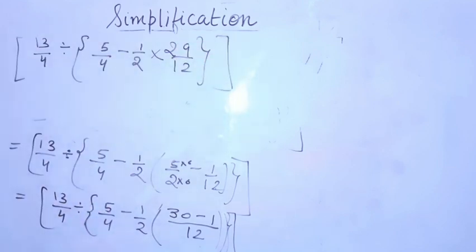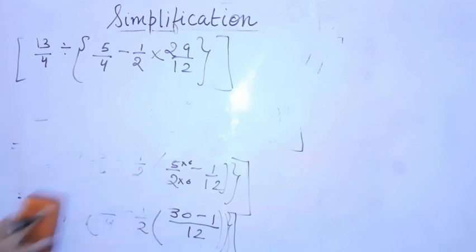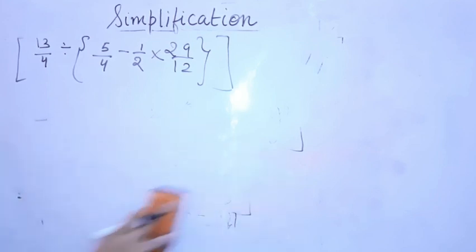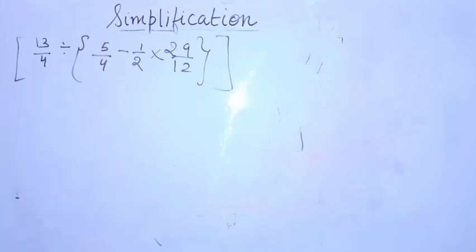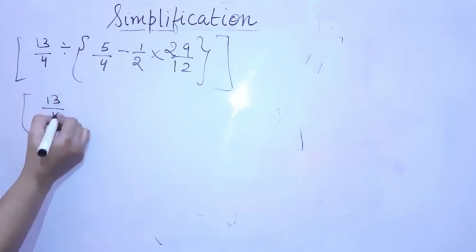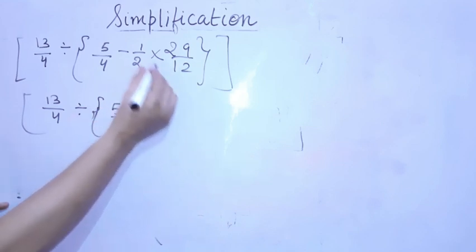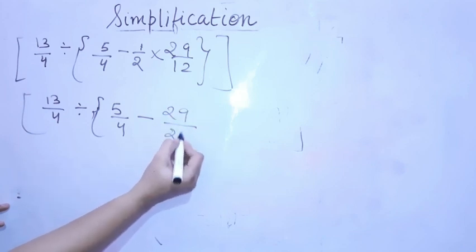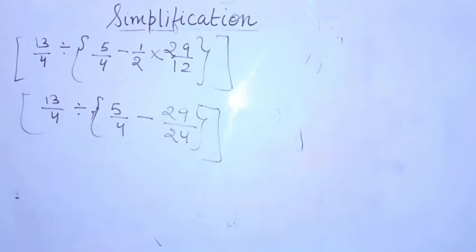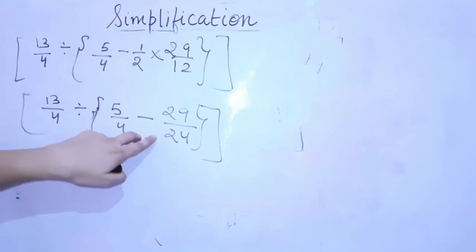Now kindly tell me, as per the BODMAS rule, what do we have to do? As per the BODMAS rule, here we have to multiply, then add, then subtract. Okay. Since it is in the curly bracket, I am multiplying it. 13 upon 4 divided by curly bracket, 5 upon 4 minus, now 1 29s are 29, 2 12s are 24. Since after solving the things given in the round bracket, now we have to solve the things given in the curly bracket.